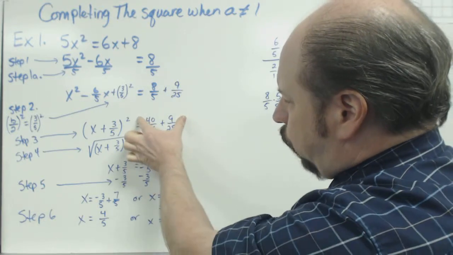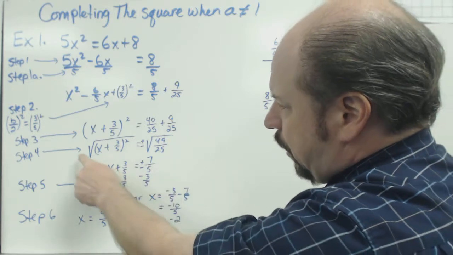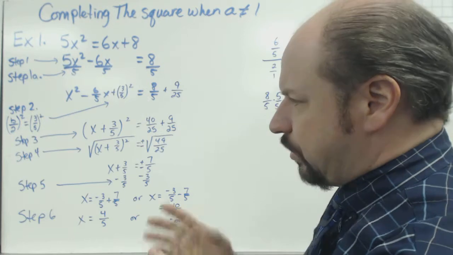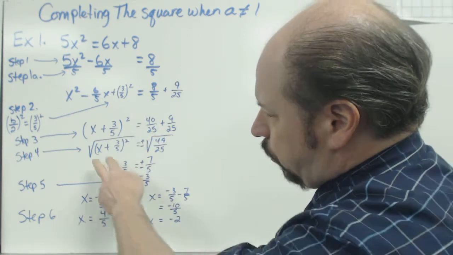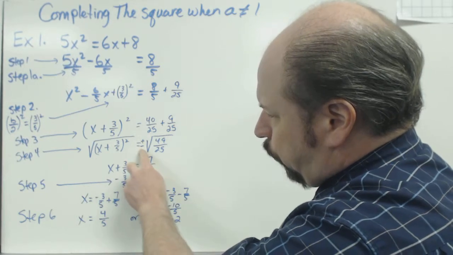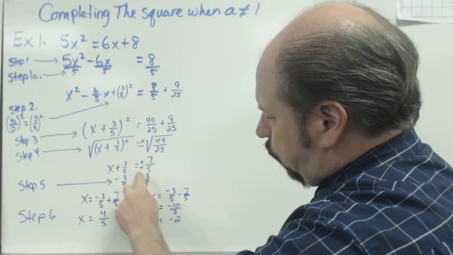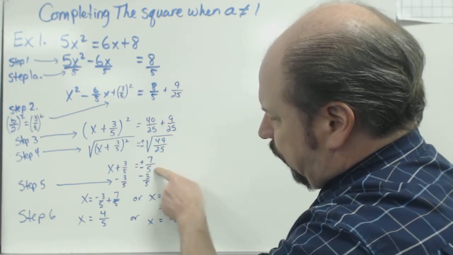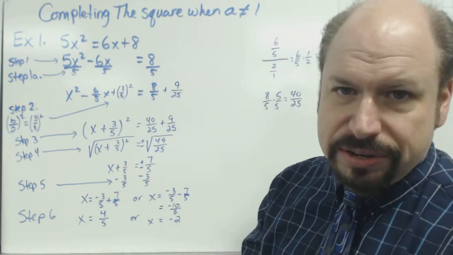And if we combine 40 plus 9 on the top, we get 49/25. And so now we can go ahead and take the square root of both sides, just like what we did in the previous one. Same steps from here on out. So when we take the square root, remember, put plus or minus here. So we get x plus 3/5 equals plus or minus square root of 49 is 7, square root of 25 is 5. So x plus 3/5 equals plus or minus 7/5.